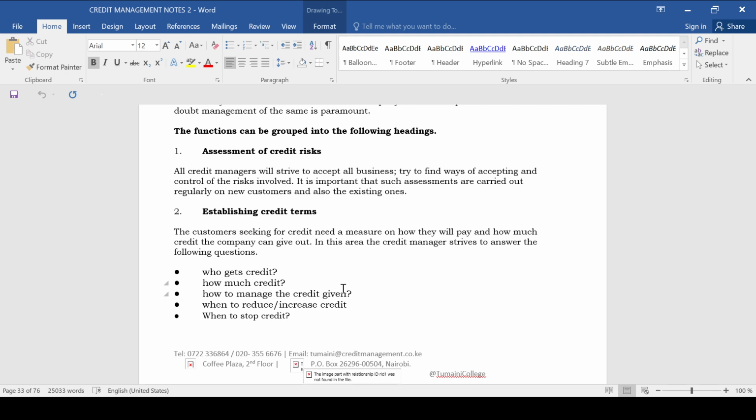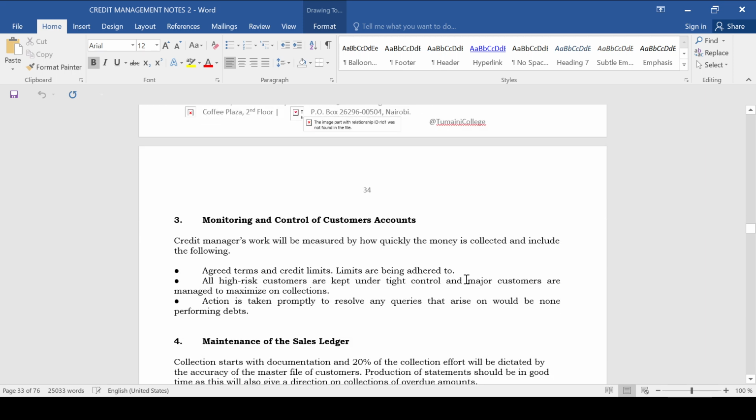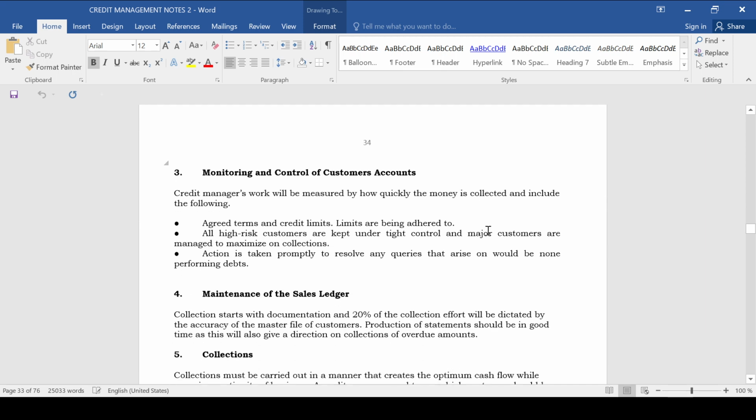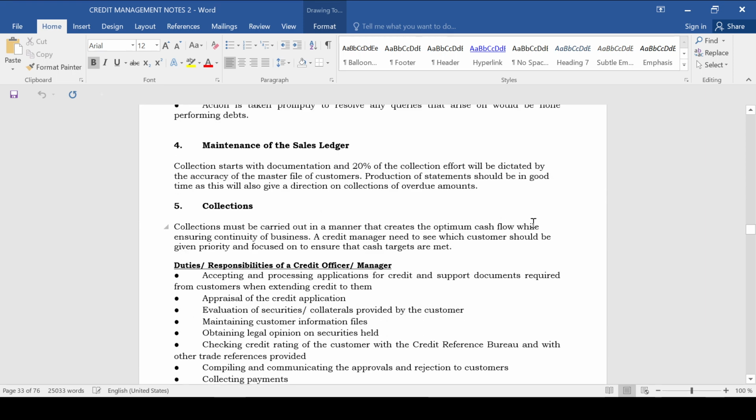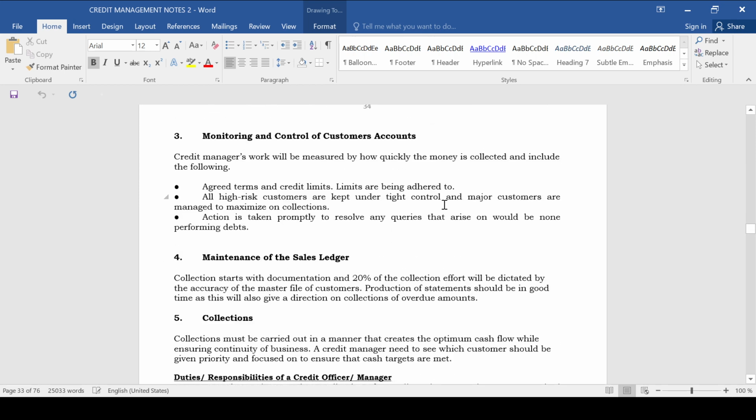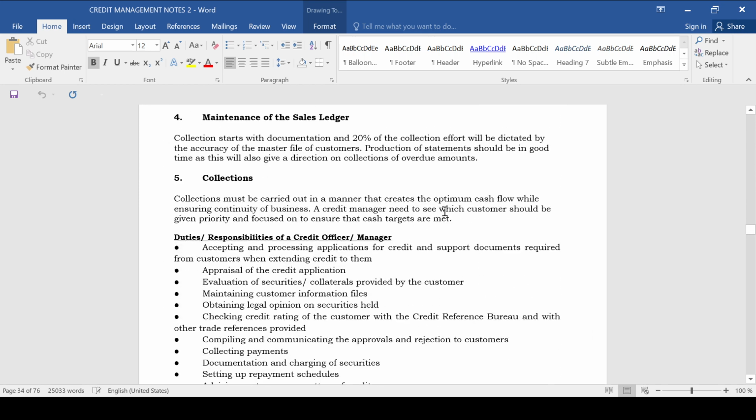Then we have the credit analysis, right? So you carry out analysis. There is the collection department or section, and there is also the recovery unit. So you can see that as much as trade and other banking credit is concerned, there are similarities that are normally there. So those are the key functions of a credit department.